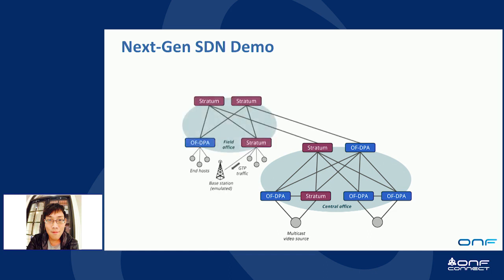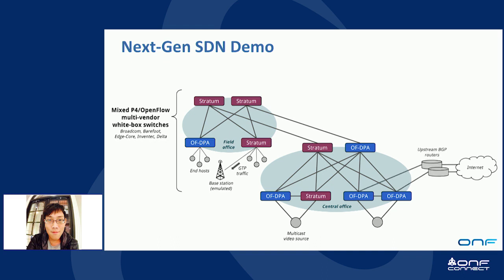We also have a second stage, also a mixture of Stratum switches and OFDPA. And then this is the mixture of P4 and OpenFlow devices. It's also multi-vendor white box switches. We have chips from Broadcom and Barefoot. We have switches from EdgeCore, Inventec, Delta, etc. And of course, we have upstream connectivity to the internet.